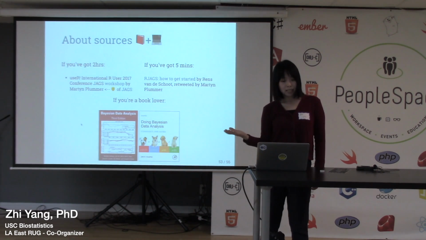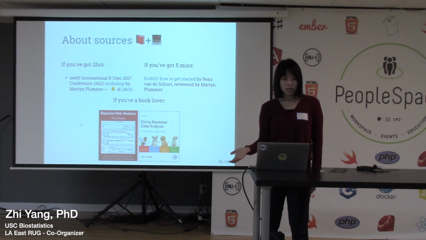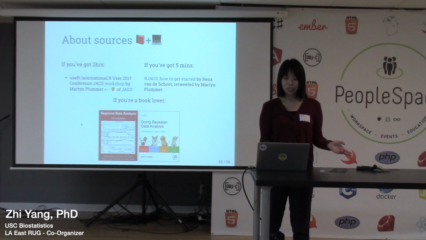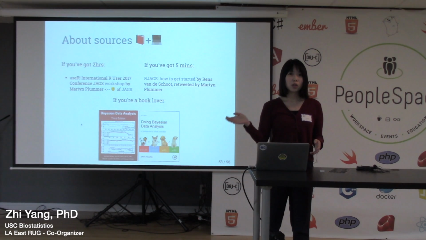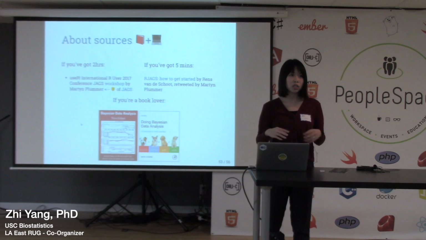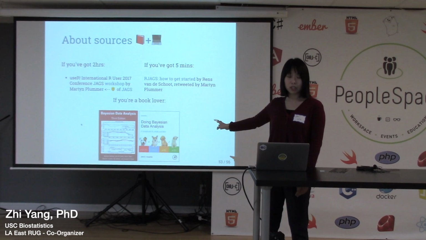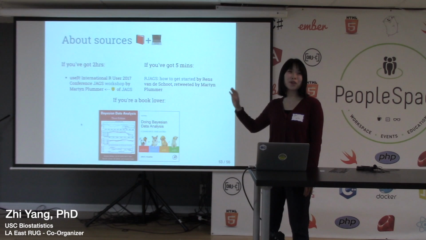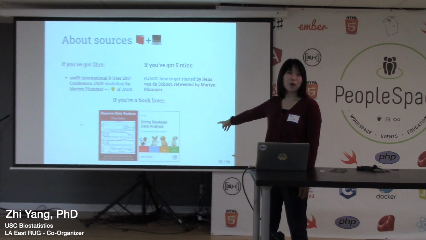Okay, so pretty much the last couple of slides are the resources I highly recommend. If you have 2 hours, definitely go through the workshop that Martin did at the useR! conference. If you only have 5 minutes, this is a really good example to go through to see the pipeline of doing a Bayesian analysis. They have all the data, so you can download it and run it on your local computer. And these are 2 great example books I recommend, because every time I Google something, it always goes back to these 2 books.